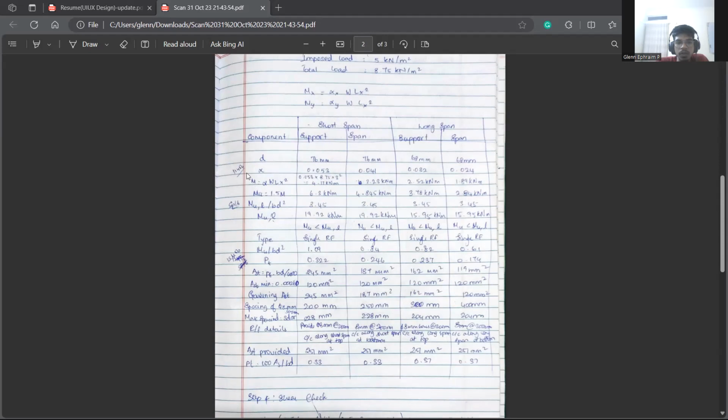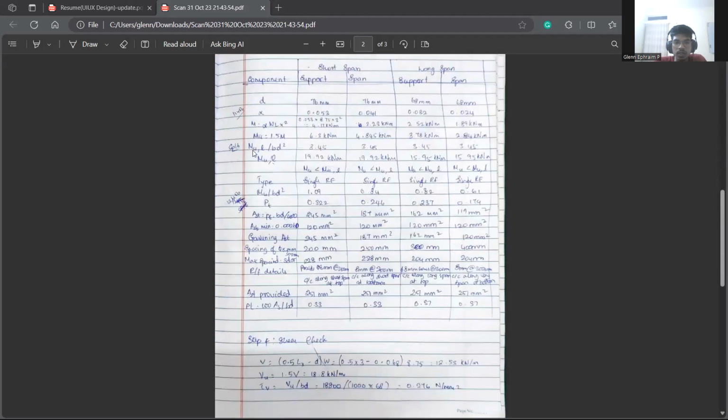So now we have already found the moment. With the moment we can find the ultimate moment. The ultimate moment is basically 1.5 times the normal moment. So when we multiply 1.5 with this moment, we'll get these values.